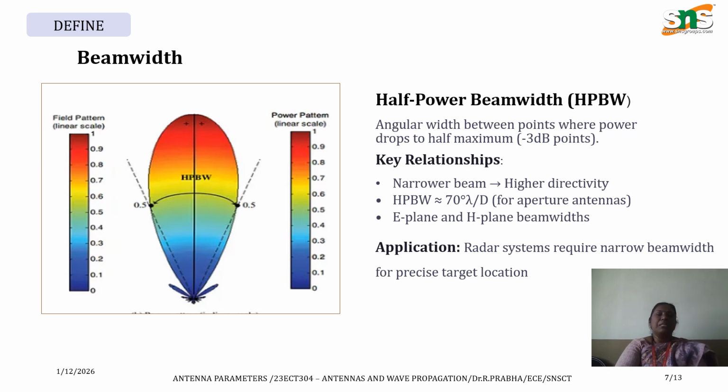Its application is very useful for radar systems, which require narrow beamwidth for precise target location. The narrower the beam, the higher the antenna directivity, which is the preferred characteristic. The half power beamwidth for an aperture antenna is approximately 70 degrees lambda by D, and the E plane and H plane beamwidths can differ.